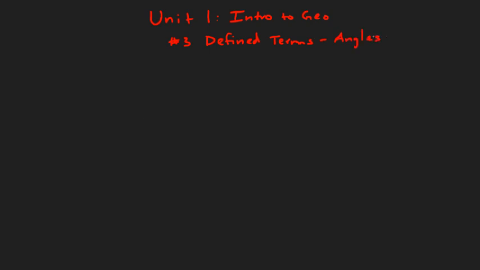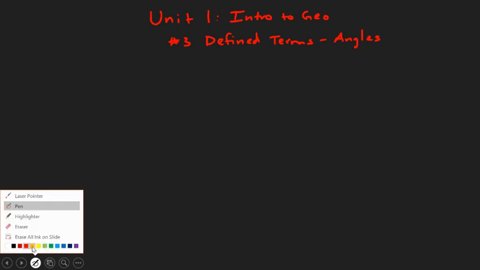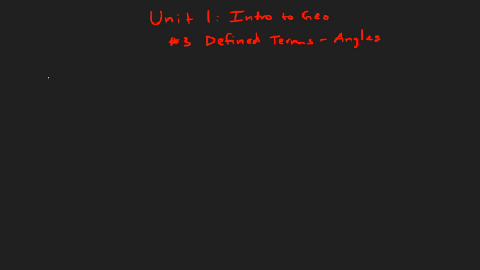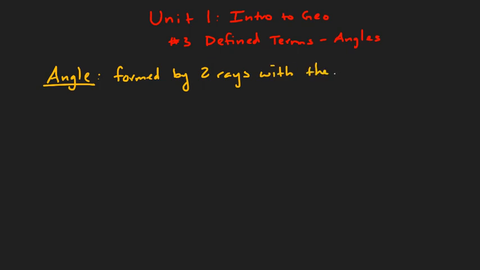angles this time. When we think about an angle, we need to think about a figure that is formed by two rays with the same endpoint. An angle is formed by two rays with the same endpoint.